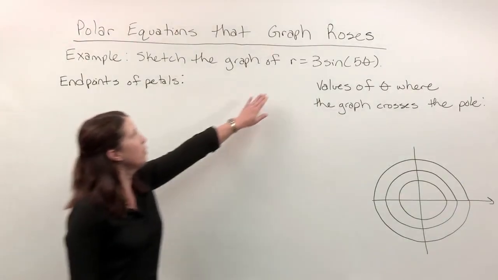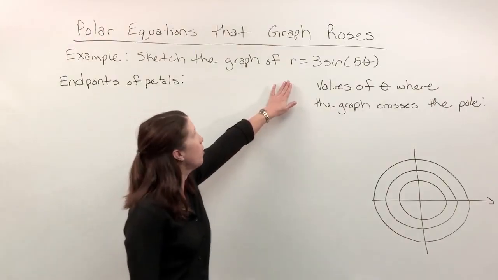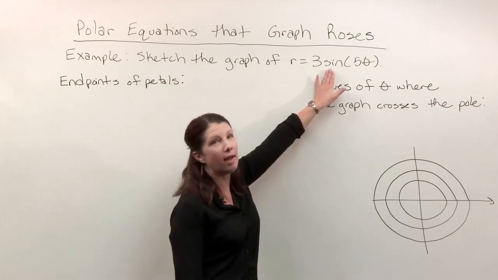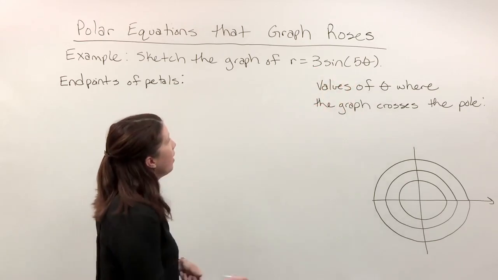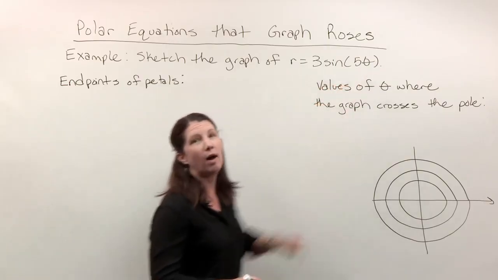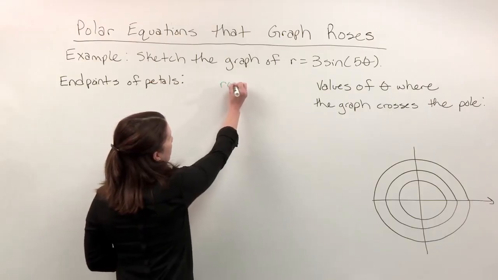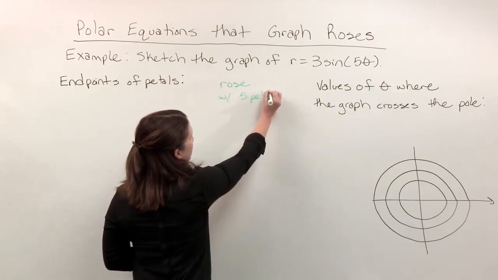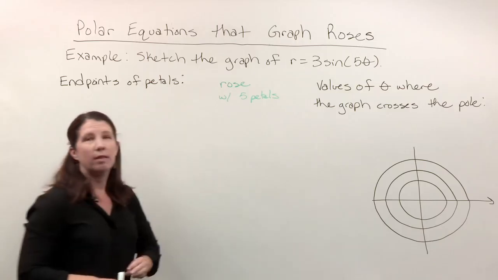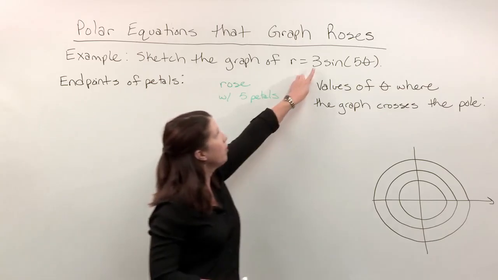Looking at this example, I can see that this is going to graph a rose because the equation is in the form r equals a sine n theta. N in this case is 5, and since n is odd, the graph will have n petals. So this is a rose with 5 petals. The length of each petal will be 3.